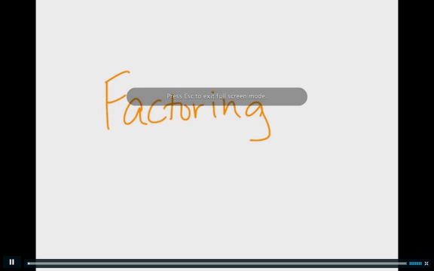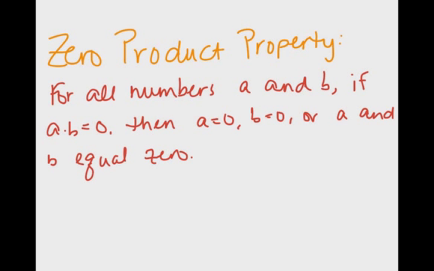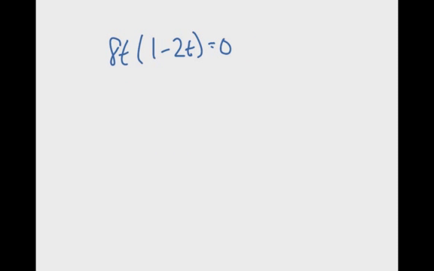Today we are going to be solving equations by factoring. We're going to start off with a definition, so we're going to be looking at the zero product property. This property states for all numbers a and b, if a times b equals 0, then either a equals 0, b equals 0, or a and b both equal 0. So let's look at an example.